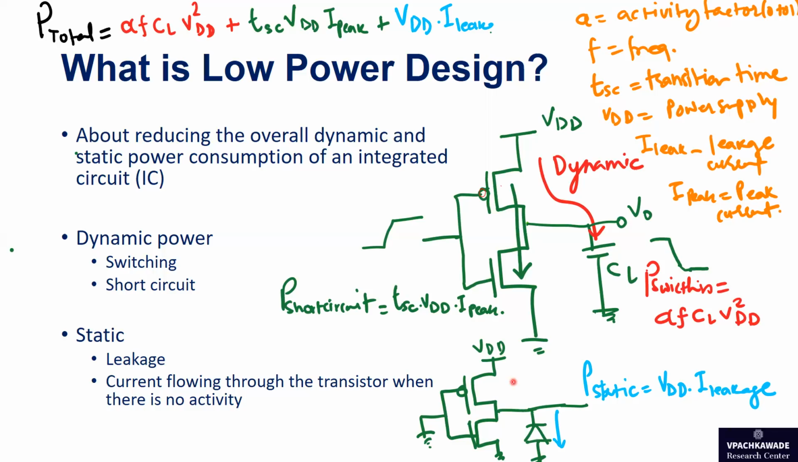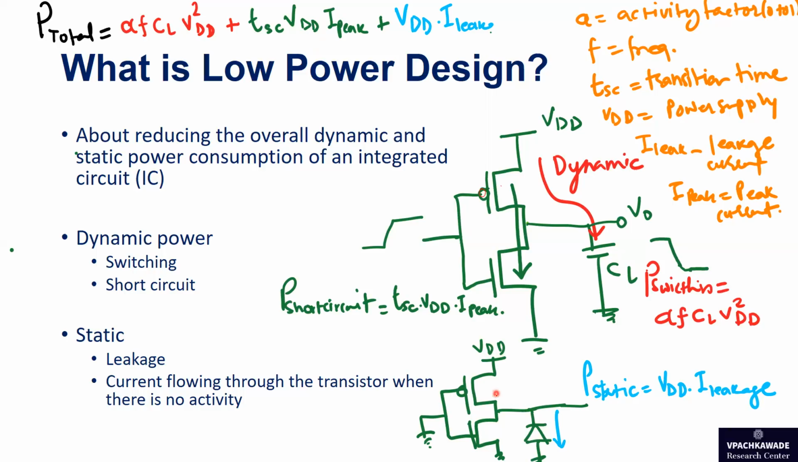Now look at this circuit. There is one power term in the green, which is the product of TSC, VDD, and I peak. So your aim is to have a lower power supply voltage, that is VDD. Then the transition time should be as low as possible, and the peak current should be as low as possible. So you can reduce the component in the green right here.